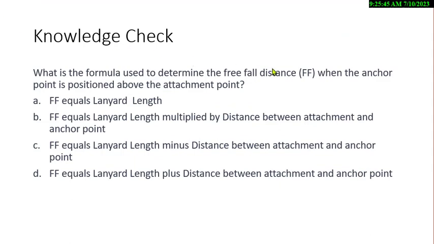Okay, this is a typical exam question that comes in. I just changed the question. The formula used to determine the free fall distance when the anchor is above the attachment point, like 2 feet above. Free fall distance equals the lanyard length multiplied by the distance of the attachment and the anchor point. Free fall distance is equal to the lanyard length minus the distance between the attachment and the anchor point. Free fall is equal to the lanyard length plus the distance between the attachment and the anchor point.